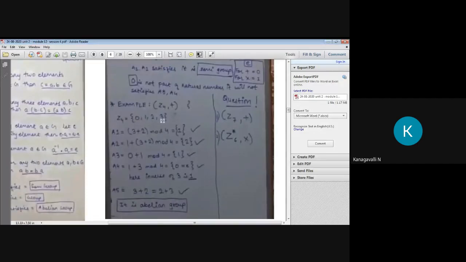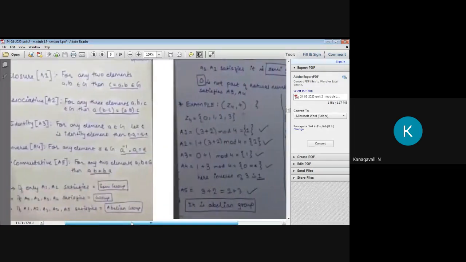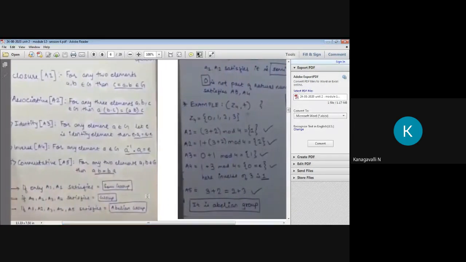0, 1, 2, 3, 4, 5, 6, up to 6, right? Because you have to write n minus 1 terms. Then similarly here also 0 to 5: 0, 1, 2, 3, 4, 5. You need to check the multiplication. So you just check the same properties for this multiplication, right? That you are clear with the sum.